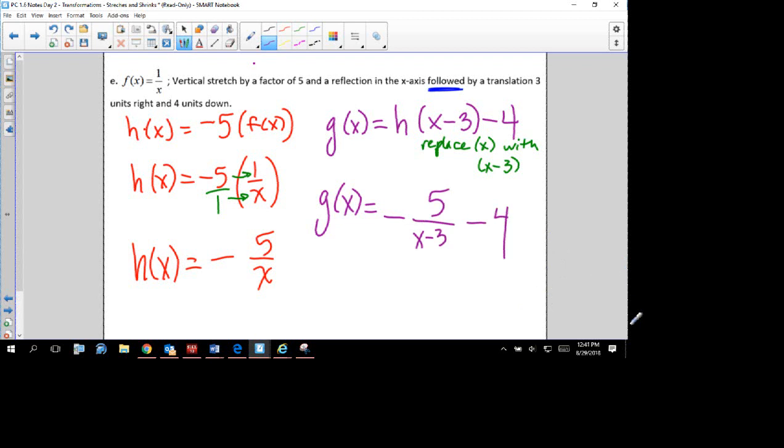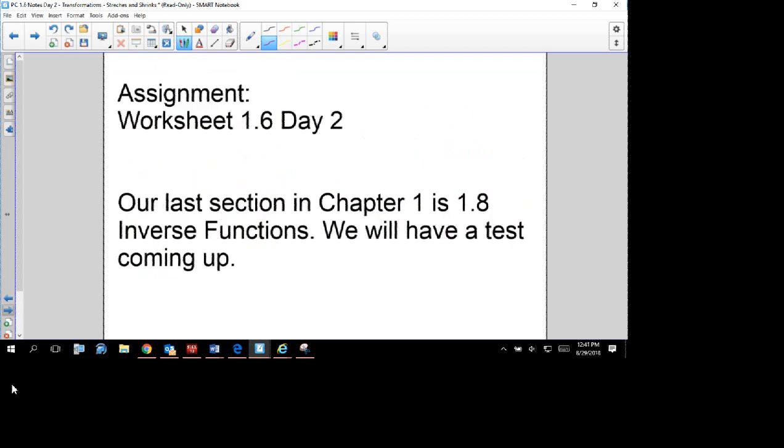Did it. All right, so your assignment is a worksheet which I'm handing out. And we only have one more section left in this chapter, so your test will be coming up soon-ish. But we also have that short week as well, so the test won't be next week. We'll probably take a short quiz next week over transformation. All right?